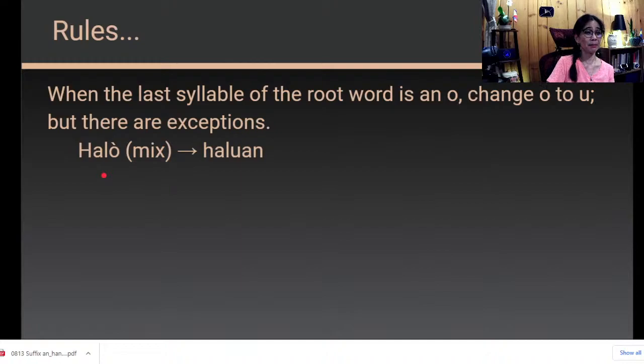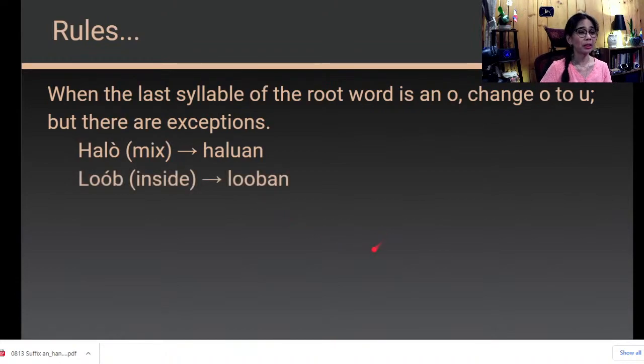So this time haluan is a verb. Haluan is a verb, so the action of mixing. Or it can mean add or top up with something. Add something. Haluan mo ng asin. Add some salt. Haluan mo ng asukal. Add some sugar. But later, next episode, it's all about verbs.